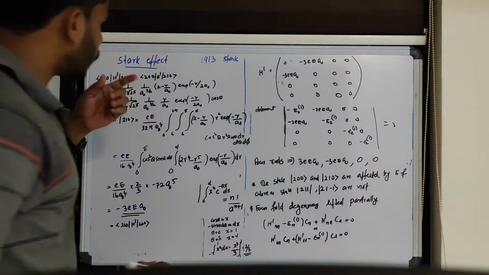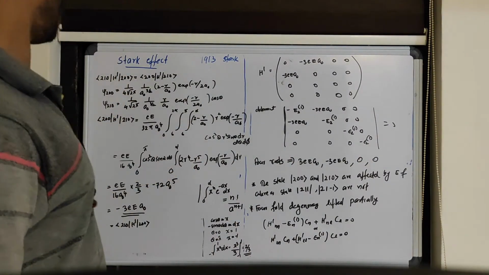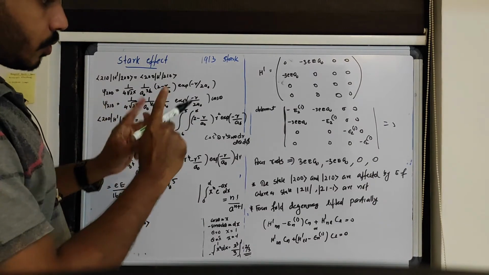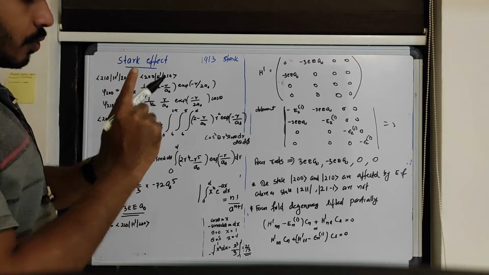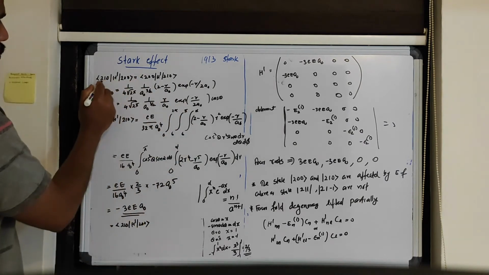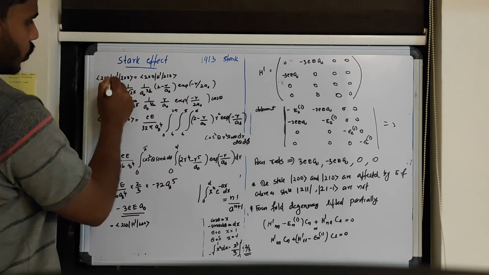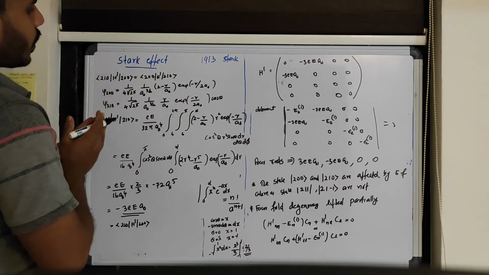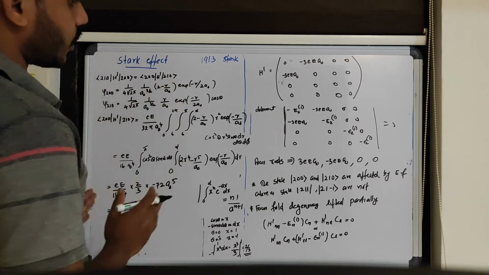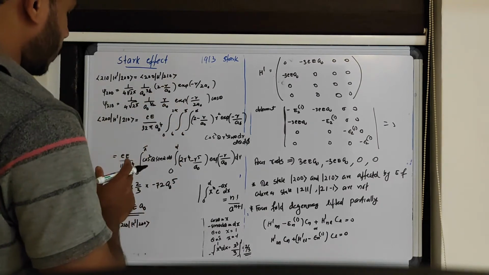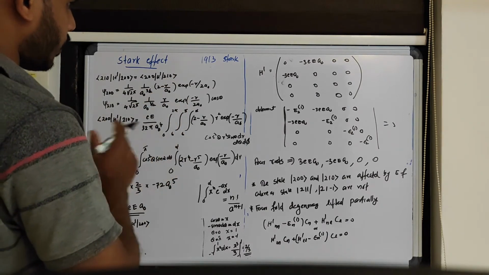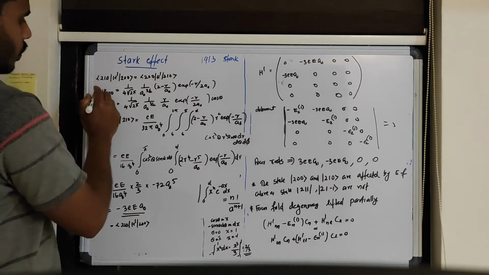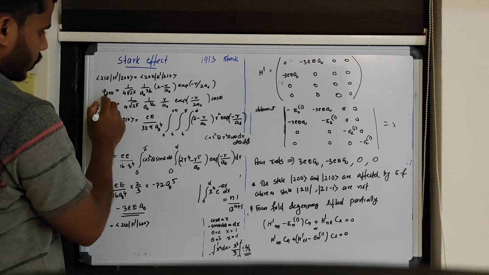Okay, so we need to find these values first. I already explained that out of 16 terms, 2 are non-zero. So these are the 2 terms: 2 1 0, H prime, 2 0 0, and the other one. But the key thing is that both have the same value. We get the same value. So we need to find this integration. So what is the wave function for 2 0 0?